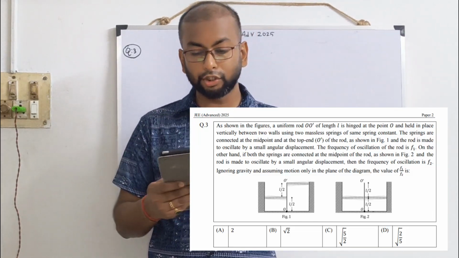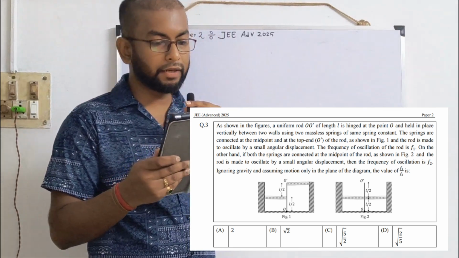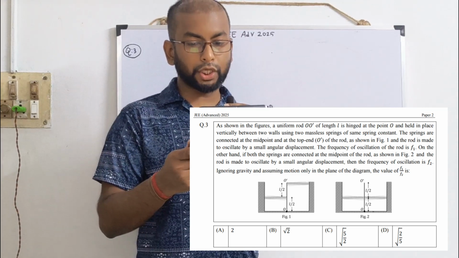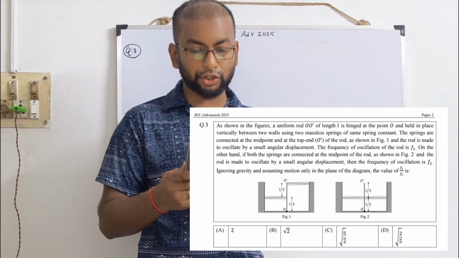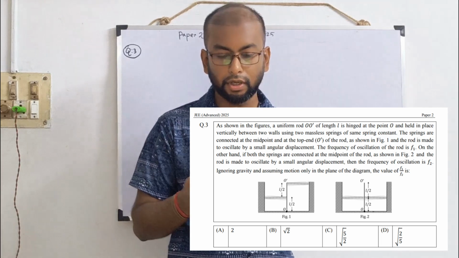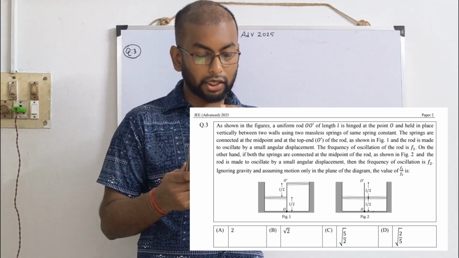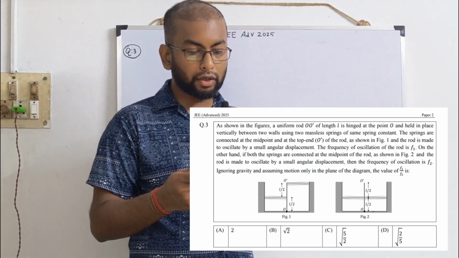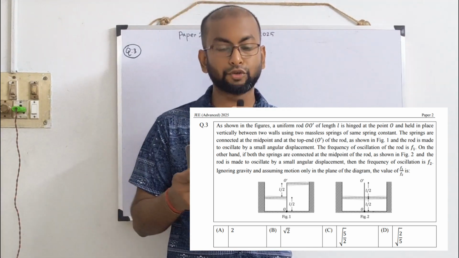As shown in the figures, a uniform rod OO' of length L is hinged at point O and held in place vertically between two walls using two massless springs of same spring constant. The springs are connected at the midpoint and at the top end O' of the rod as shown in figure 1, and the rod is made to oscillate by a small angular displacement. The frequency of oscillation for the rod is F1 in the first case. On the other hand, both the springs are connected at the midpoint of the rod as shown in figure 2, and the rod is made to oscillate by a small angular displacement. Then the frequency of oscillation is F2.